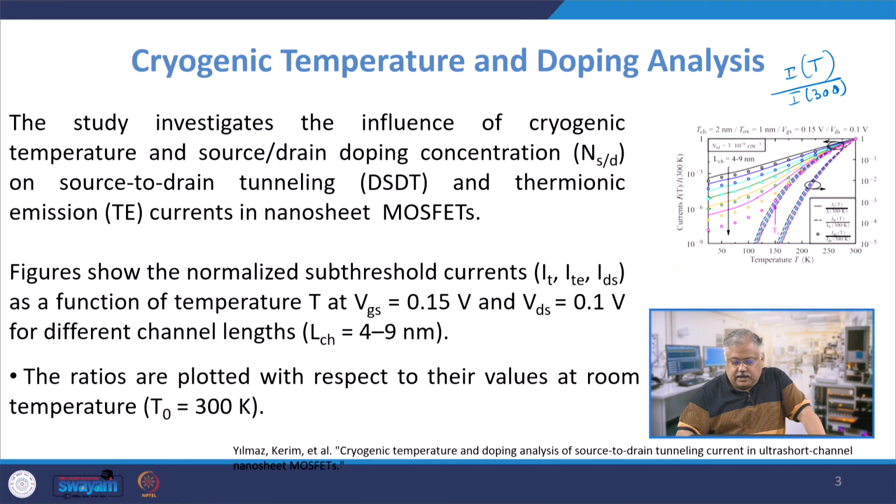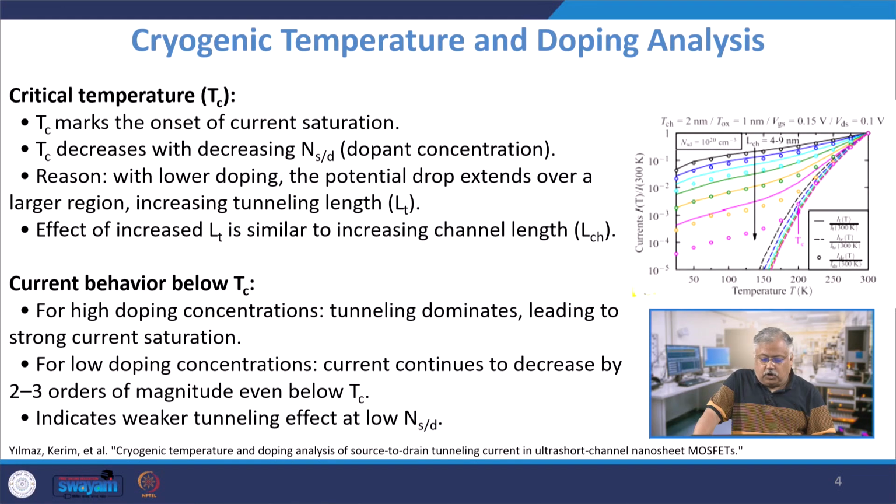So there are two axes here. This side is the normalized current which you see here, and the left hand side is the 1 upon subthreshold slope, and this value also falls sharply as the temperature goes on reducing at a very fast pace. Now we will talk about a critical temperature. Critical temperature is that temperature which marks the onset of current saturation, where the current saturates almost and is independent of temperature at very low temperature.